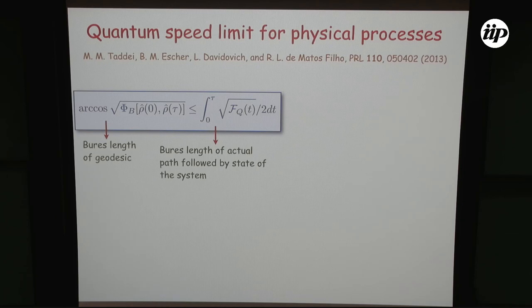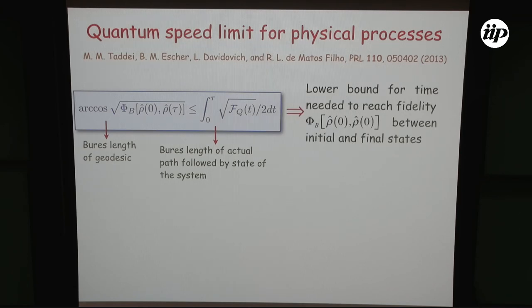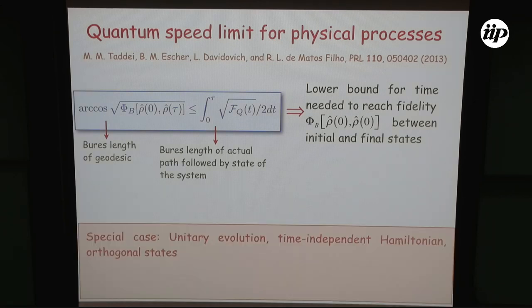Now, it looks strange. Now, this gives you, of course, the lower bound for the time needed to reach some fidelity between the initial and final state, this should be rho of tau. Anyway. So let's see now how it goes to the usual results, say the result by Aharonov or Mandelstam and Tamm, in some special case.